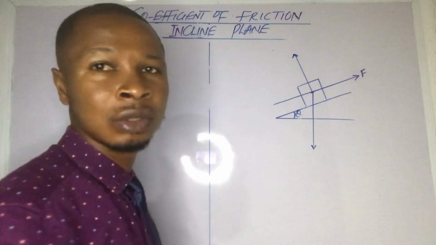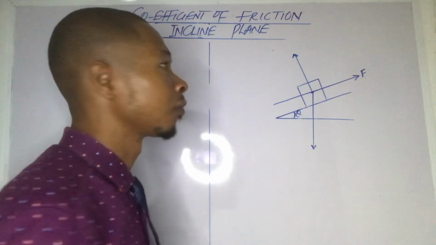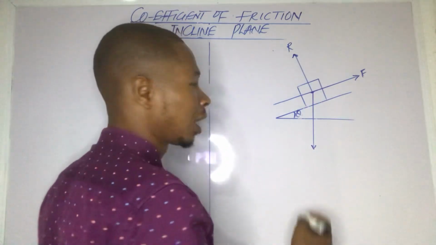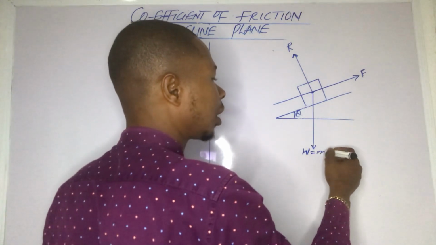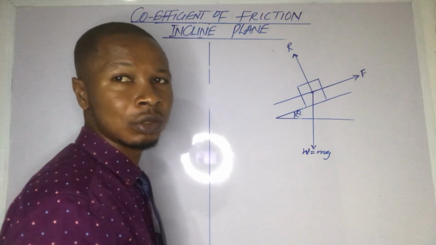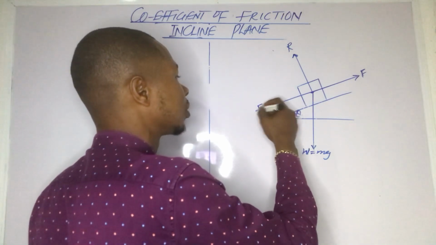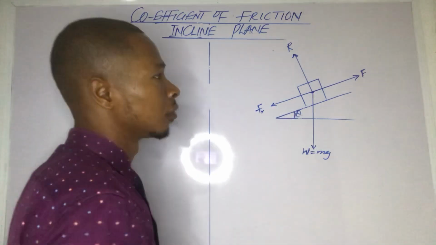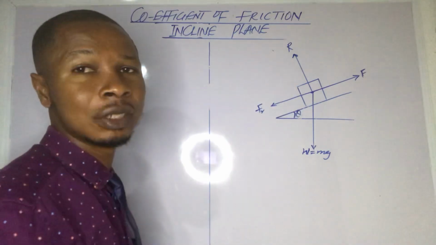According to Newton's third law of motion, for every action, there is an equal and opposite reaction. So there is a normal reaction acting against the weight of the body. And the weight of the body, W, is given by mg. Weight is mg, that's mass times acceleration due to gravity. And there will be a frictional force acting downward also. So how can we get the value of the forces that will be acting in all these directions?